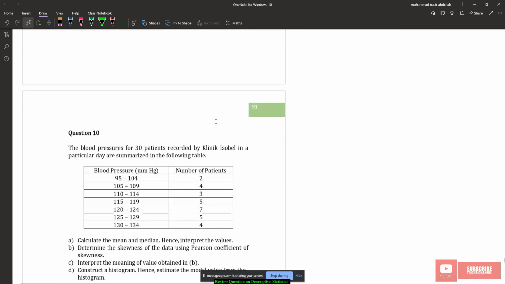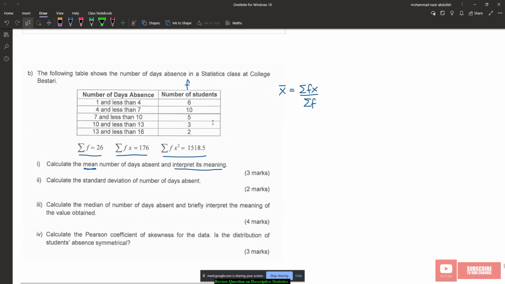Right, let's go back to the question. Since we already know the formula, and they already provided us the value of summation of fx and summation of f, we just plug the values into the formula: 176 divided by 26. So this should be equal to how much? It's 3 marks, right? 176 divided by 26 is equal to 6.777. So what does it mean?